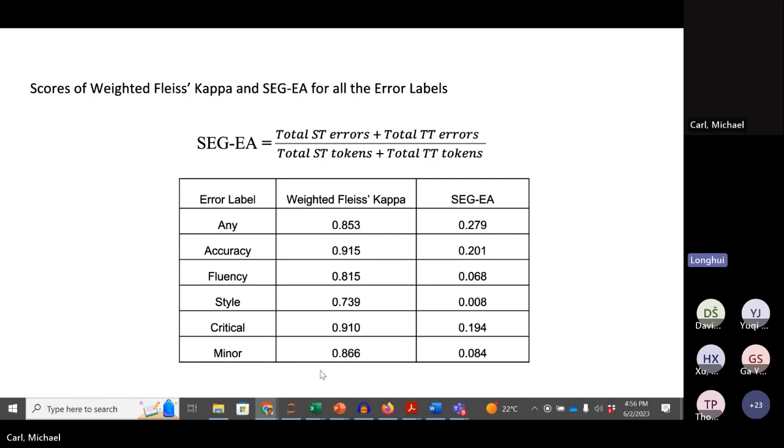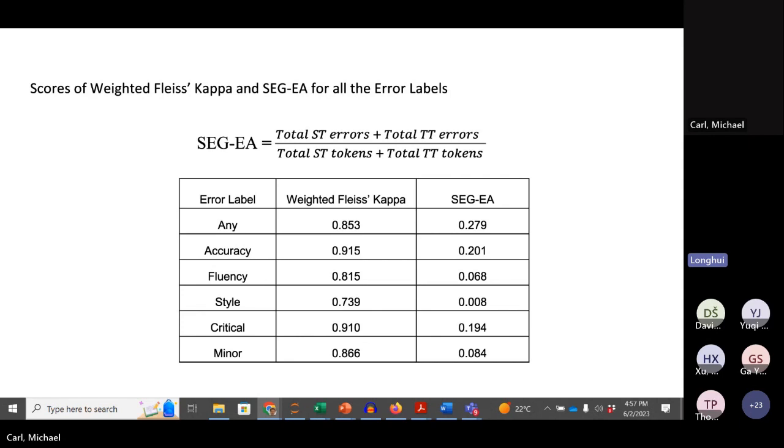And for any fluency and minor error, we also get a very good inter-rater agreement, but for the style error, we get not that good agreement among the three annotators. We can assume that for the style error, the three annotators don't agree a lot with the annotations. Maybe they don't have good agreement on the definition of the style error, or maybe they don't have a good understanding of what is a style error. That is my assumption.